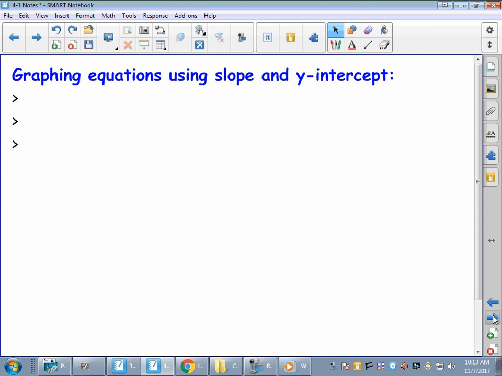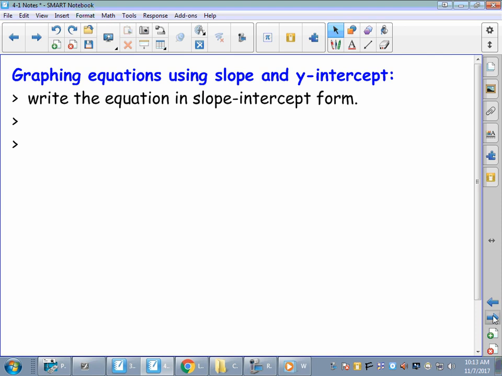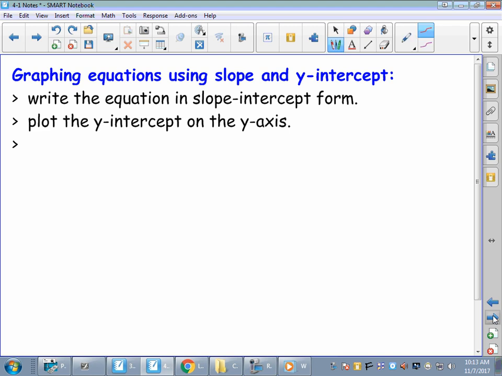To graph using slope, we're going to write the equation in slope-intercept form so you know what your slope and your b are. So we're going to use inverse operations, move things around, add, subtract, multiply, and divide. So my equation looks like this. Get y by itself. Plot the y-intercept, which is your little b. Right, so that's the ordered pair (0, b).